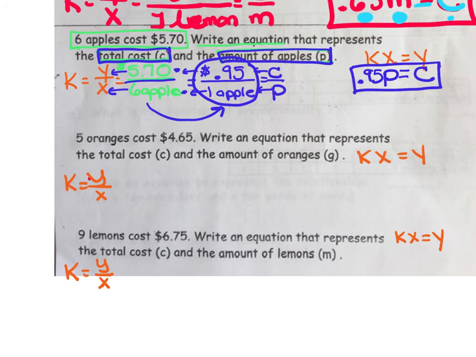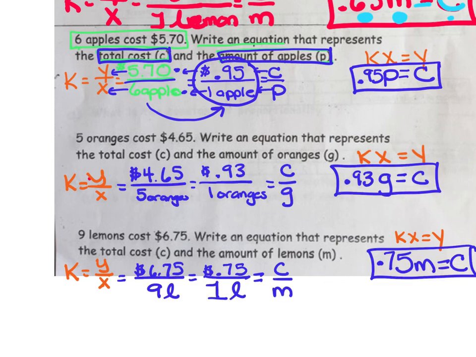Complete the next 2 on your own. When you're ready, check your work. For the 5th problem, you should have gotten 93 cents times each orange G equals total cost, C. Give yourself a C. And for the very last one, 75 cents times each lemon M equals C, the total cost. Give yourself a C or a star if you are correct. This completes page 11.